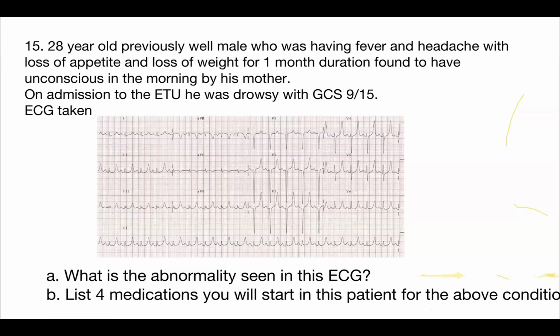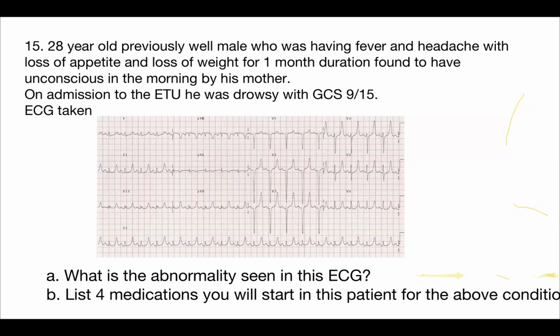Okay, let's see this question. A 28-year-old previously well male who was having fever and headache with loss of appetite and loss of weight for one month duration. Found to have unconsciousness in the morning by his mother. On admission to the ATU, he was drowsy, GCS low. So, okay, now there's the ECG. What is the abnormality seen in this ECG? Anyone? Tall T waves, very good. So hyperkalemia, tall peaked T waves.